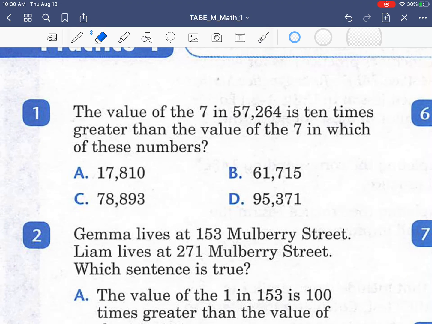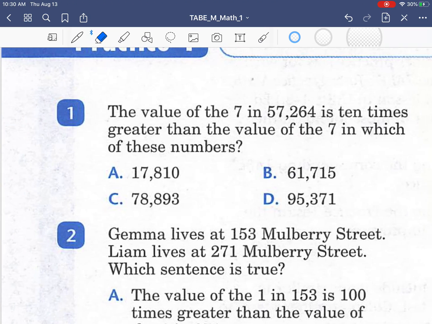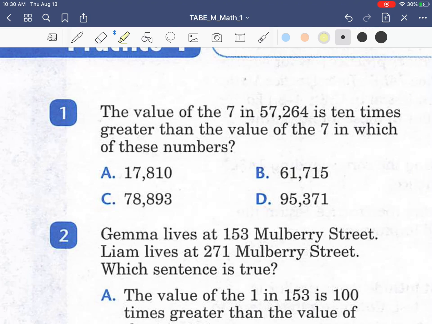So looking here at number 1, it says the value of the 7 in 57,264 is 10 times greater than the value of the 7 in which of these numbers? So let's set this up. The first thing we want to do is to focus right here. We need to figure out what the value of the 7 is in that number. So I'm looking right there at that 7, and that is worth 7,000.